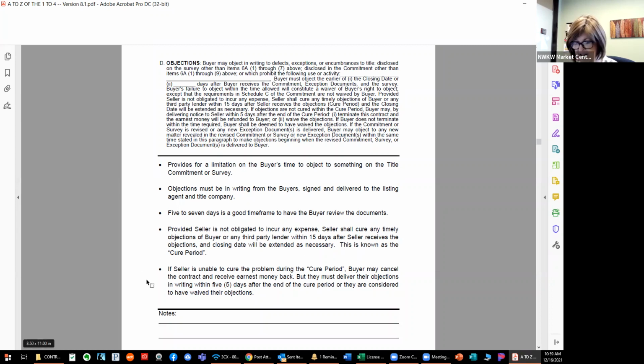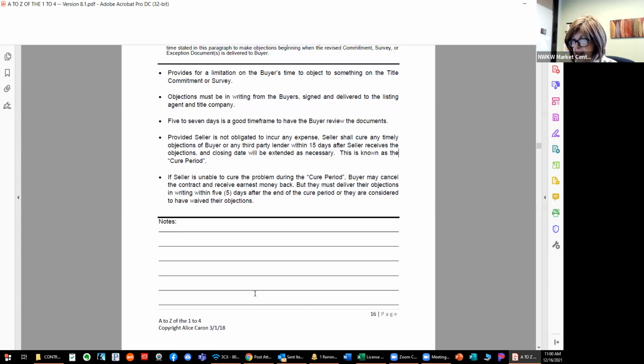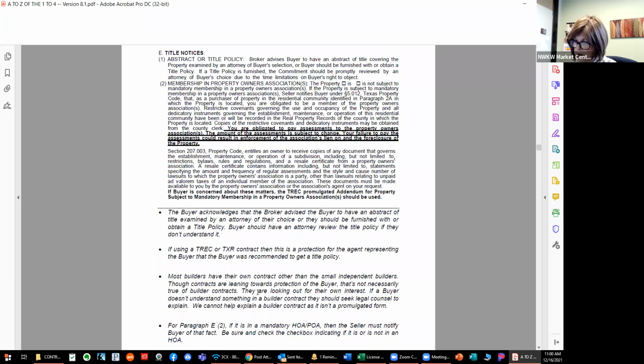And it says if the seller is unable to cure the problem during the cure period, buyer may cancel the contract and receive their earnest money back. There's another out for them. But they must deliver their objections in writing within 5 days after the end of the cure period, or they are considered to have waived their objections. So that's huge. Keep that in mind. Okay. So you see how you're going to look back on this many times through your business, and hopefully this will help.